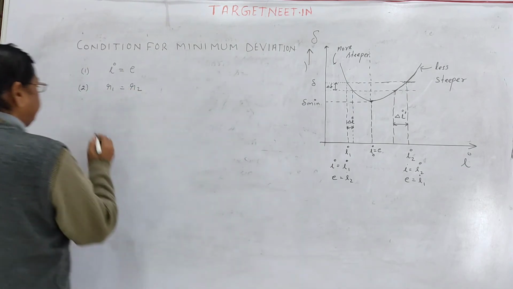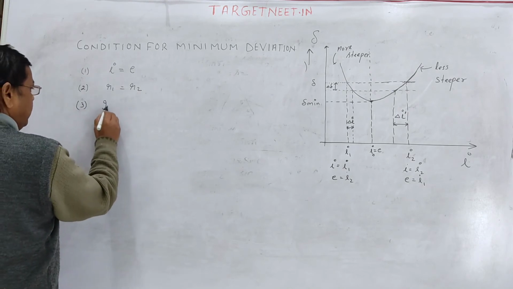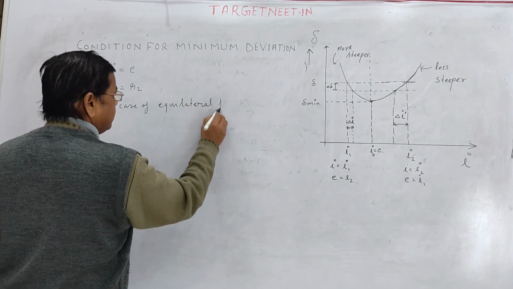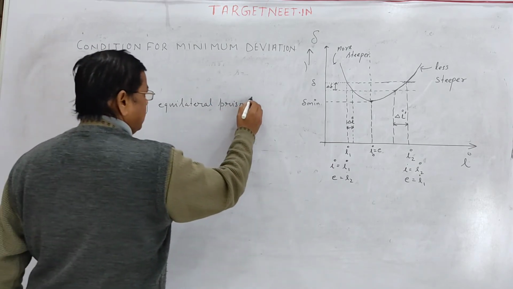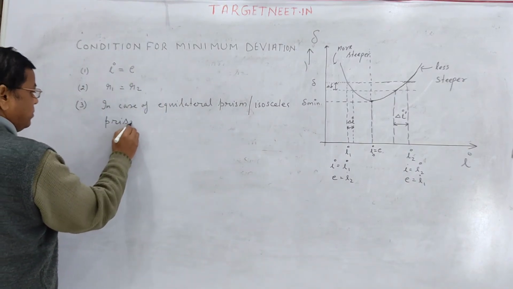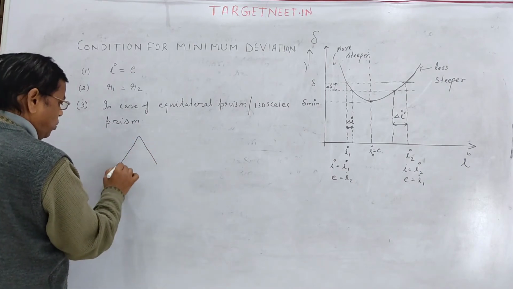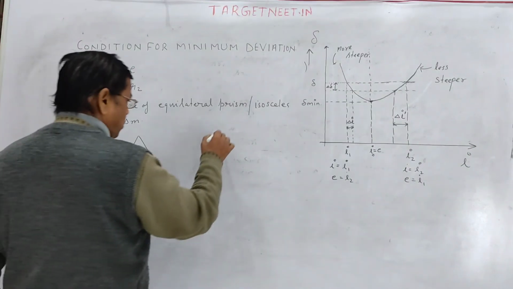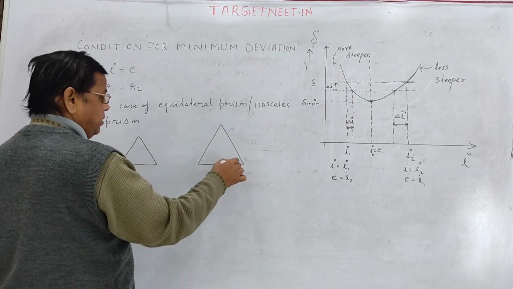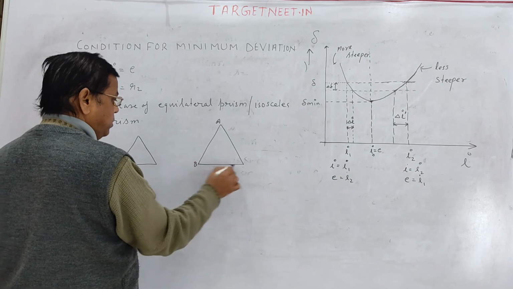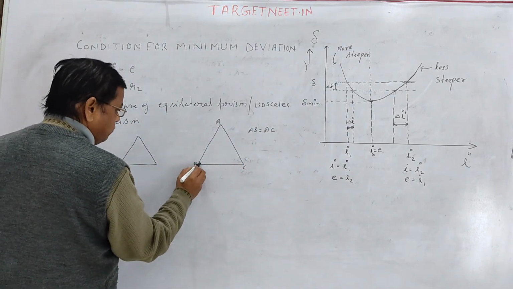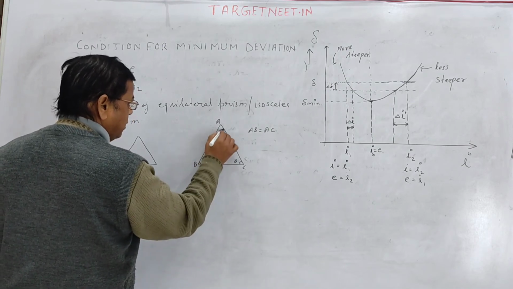Now the third case, in case of an equilateral prism or an isosceles prism. That is, when all three sides are equal, this is called an equilateral prism, or when two sides are equal, this side and this side are equal. A, B, C. Here AB is equal to AC. This is an isosceles triangle. So this angle will be equal to this angle, and this is the angle of prism, let it be A.